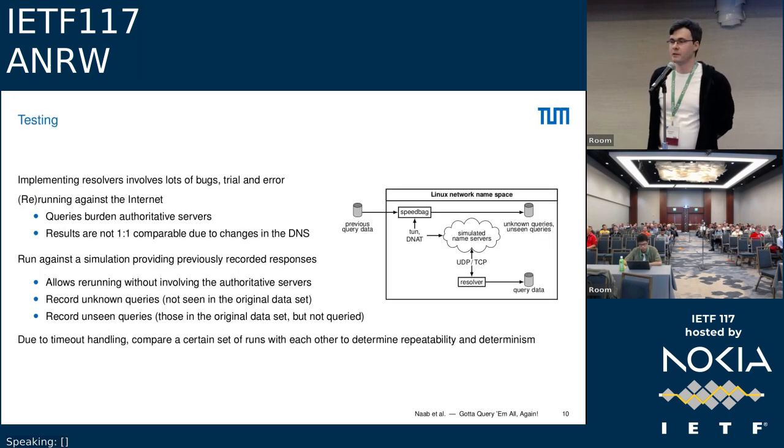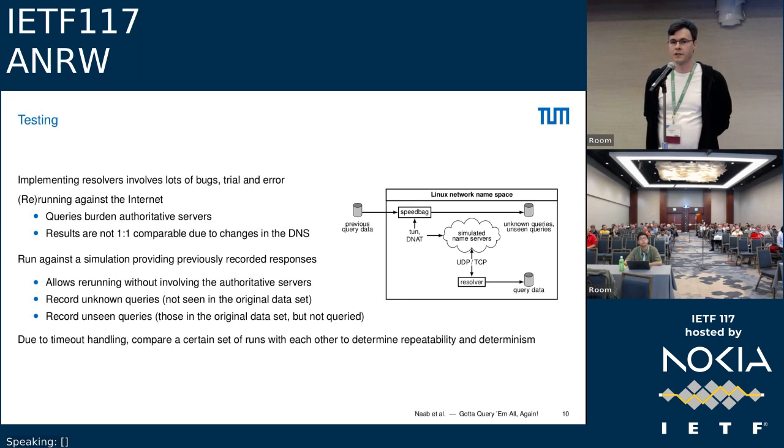For testing, if you implement a resolver, there are going to be a lot of bugs, trial and error, and a lot of gray hair. Rerunning against the internet is not a viable option because, number one, it burdens the authoritative servers. We don't want to be a bad net citizen. And even if we did it, the results are not one-to-one comparable. If there are changes in the DNS, we don't know if they are code changes, bugs in our code, or simply DNS changes.